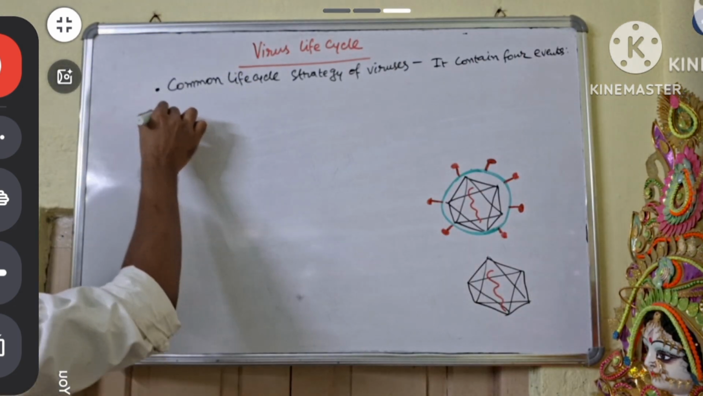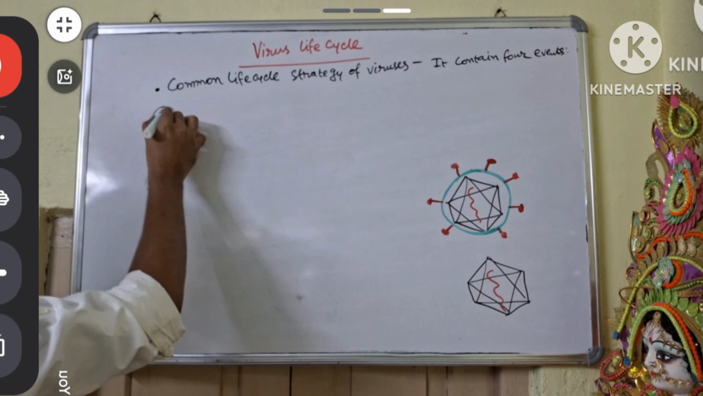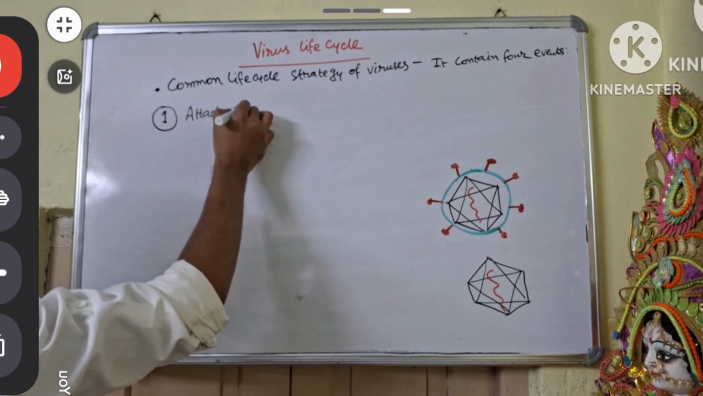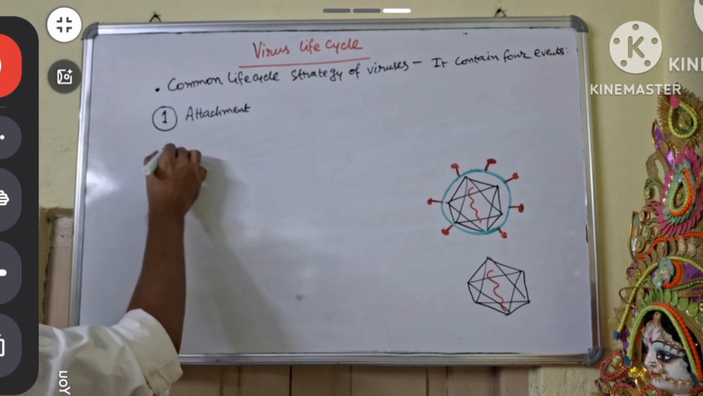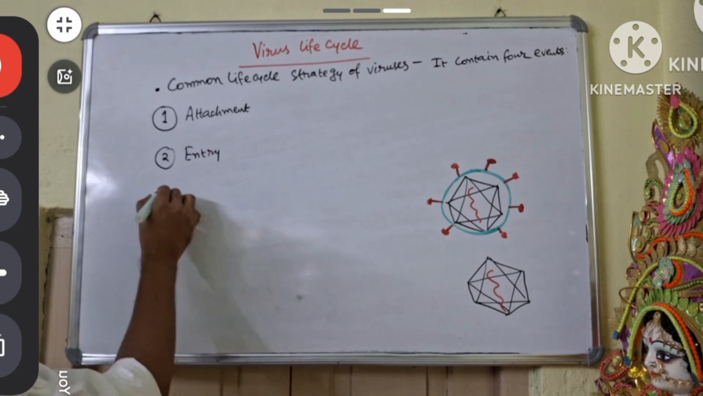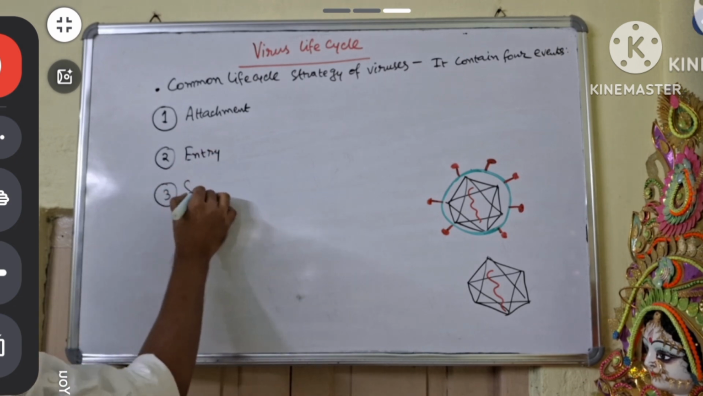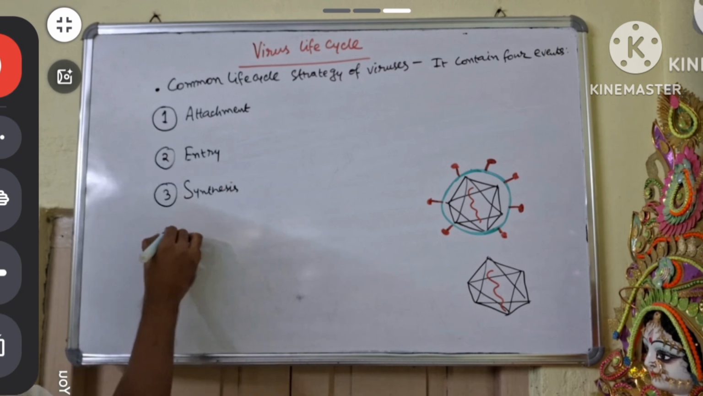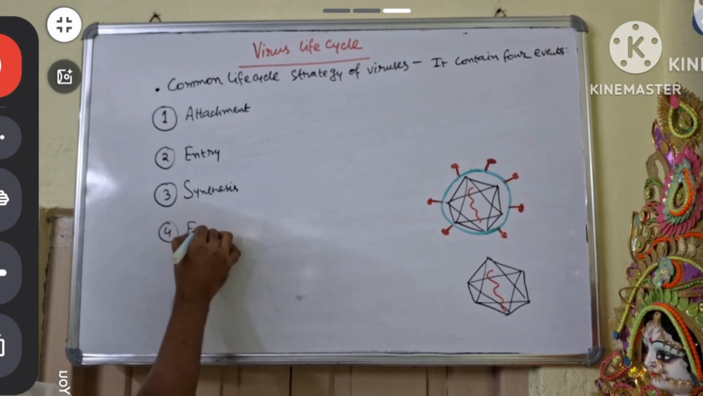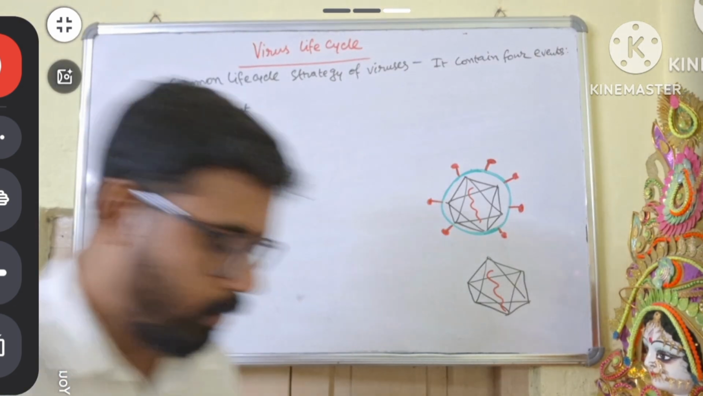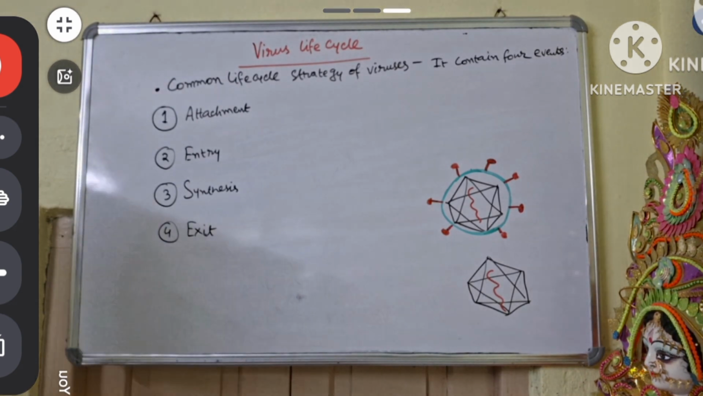Event number one, attachment. Event number two, entry. Event number three, synthesis. And event number four, exit. Four events of the common viral life cycle strategy.